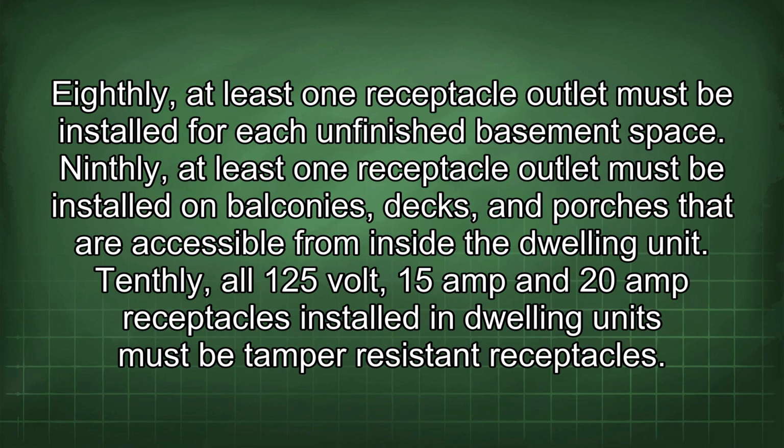Eighthly, at least one receptacle outlet must be installed for each unfinished basement space. Ninthly, at least one receptacle outlet must be installed on balconies, decks, and porches that are accessible from inside the dwelling unit. Tenthly, all 125-volt, 15-amp and 20-amp receptacles installed in dwelling units must be tamper-resistant receptacles.